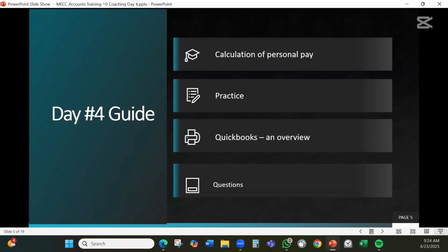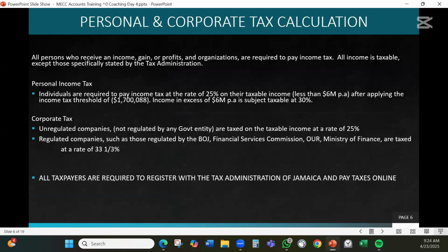So we're going to look at the calculation of personal pay right now. In the previous class, we looked at how to calculate your taxes as a company. But now we want to look at it in terms of you being an employee, or where you have to pay employees.